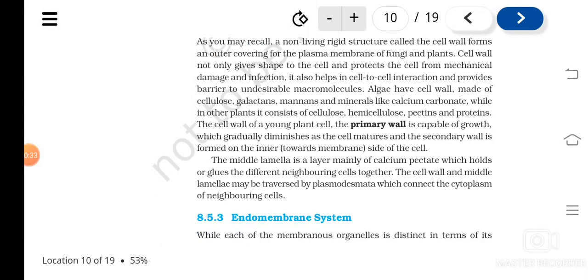I have already explained that eukaryotic cells have membrane bound organelles. That is one of the important features of the eukaryotic cell that makes it different from the prokaryotic cell. In the prokaryotic cell, there are no membrane bound organelles except ribosomes. But in eukaryotic cells, you can find different kinds of membrane bound organelles.